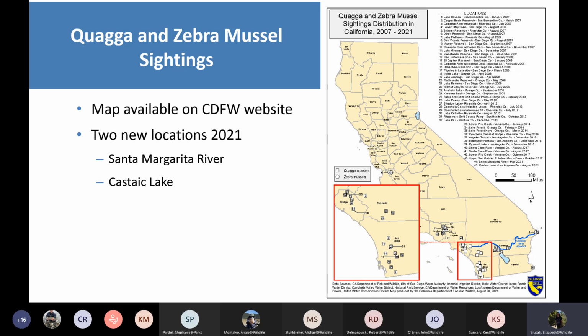And so this slide shows a map of quagga and zebra mussels in California. It's available on our website. It's a PDF you can download.